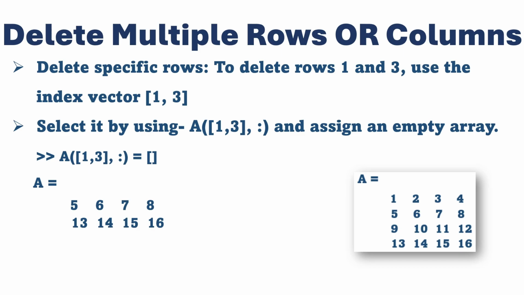And here is the result. You're going to get only the second row and the fourth row because the first and the third rows have been deleted. The first was 1, 2, 3, 4. The third was 9, 10, 11, 12. So those are deleted, and this is how it works to delete multiple rows at the same time.